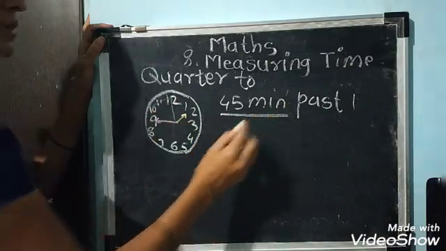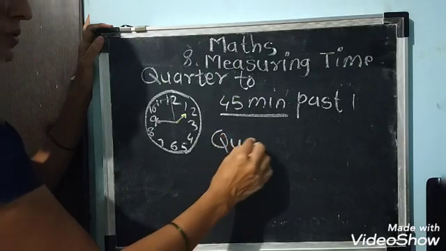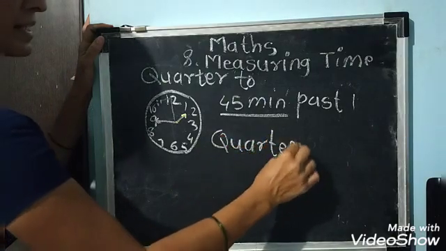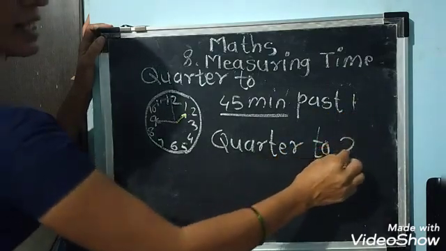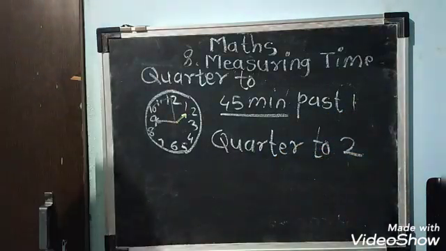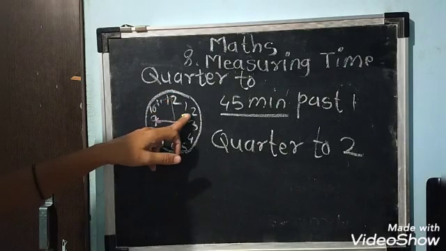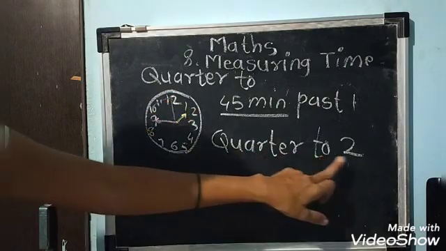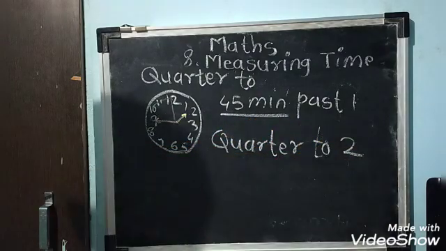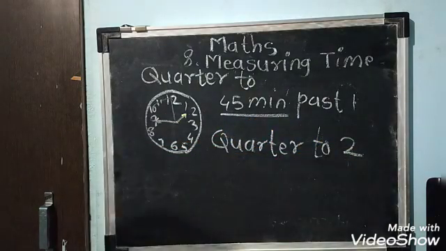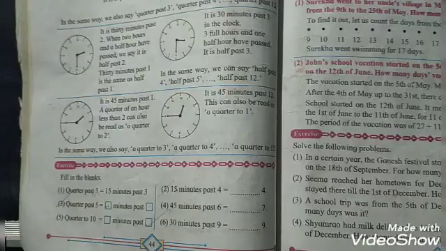So instead of this we can use quarter to. It is a little difficult. Quarter to. Don't write the same number here. We have to take the next number, because after 1 quarter there will be 2 o'clock. So quarter to 2. That means a quarter remains to 2 o'clock. Okay. We will see the exercise.